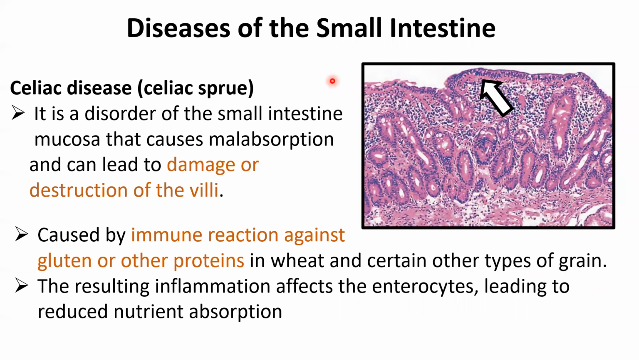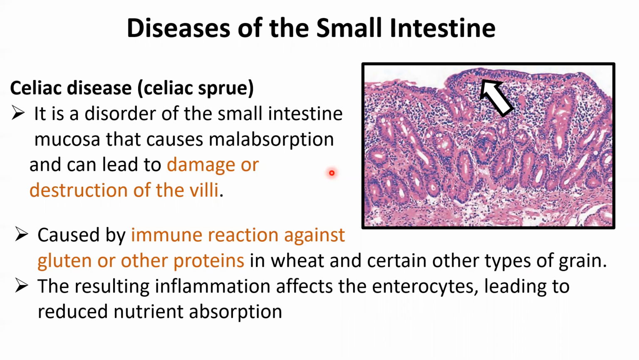Now, diseases of the small intestine, I just want to mention one which affects the function really badly. It's called celiac disease, celiac sprue. It's a disorder of the small intestine mucosa, causes malabsorption and can lead to damage or destruction of the villi. Actually, it's more common than we think. It's an immune reaction against gluten and other proteins. Have you heard of this? People have gluten sensitivity. What it does, you lose your villi, and then those people get diarrhea and malabsorption because of the reaction to this protein.